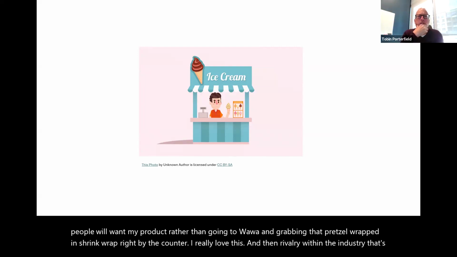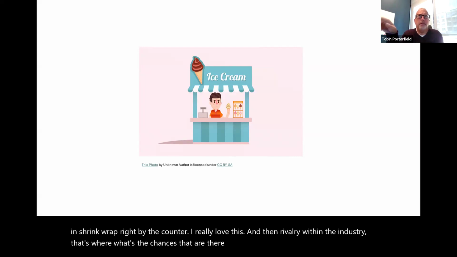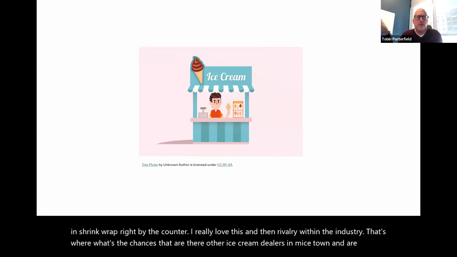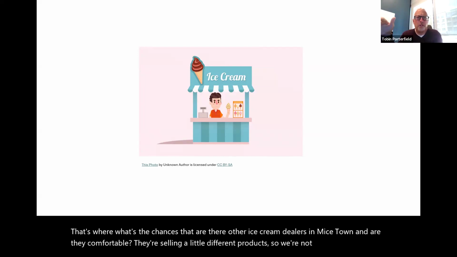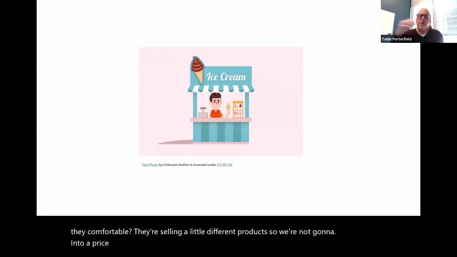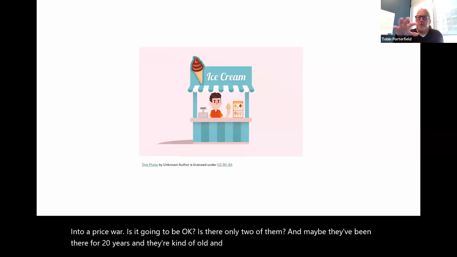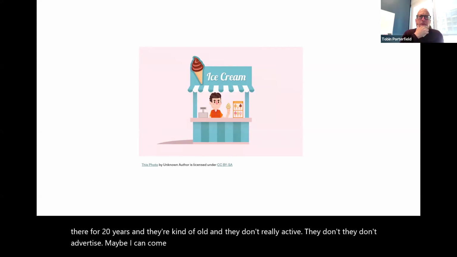And then rivalry within the industry. That's where you ask, are there other ice cream dealers in my town, and are they comfortable? They're selling slightly different products, so we're not going to get into a price war. Is it going to be okay? Is there only two of them, and maybe they've been there for 20 years and they're kind of old and not really active? They don't advertise. Maybe I can come in and swamp them and take the market. So that's just some examples on that.